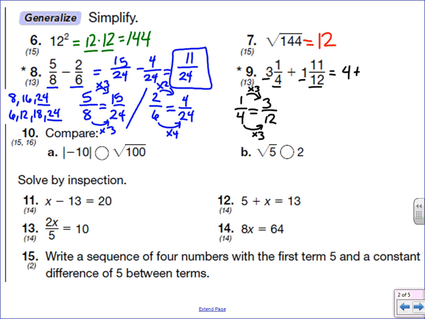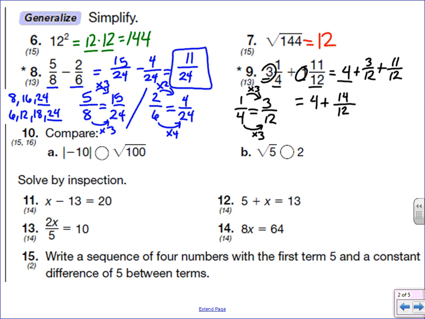So now I'm going to write that in place of 1/4. So 3/12 plus 11/12. Remember, I've already taken care of the whole numbers with the 4. Now I'm just going to deal with the fractions. So I have 3 plus 11 is 14. And then when I add fractions, the bottom number, the denominator, stays the same, over 12.